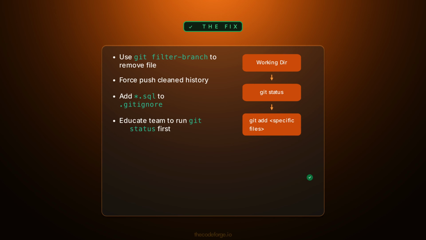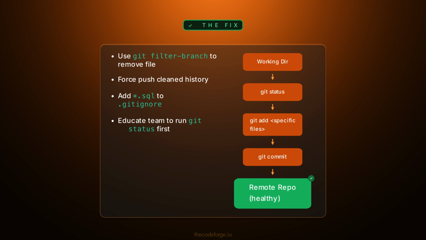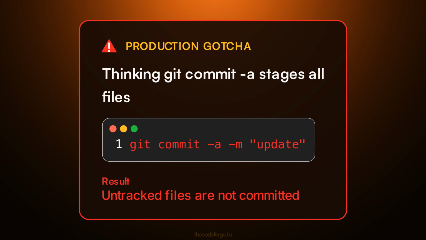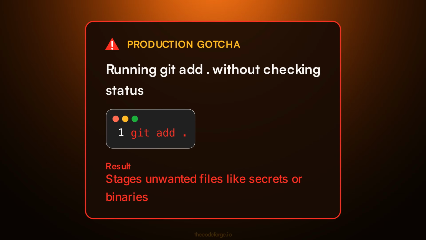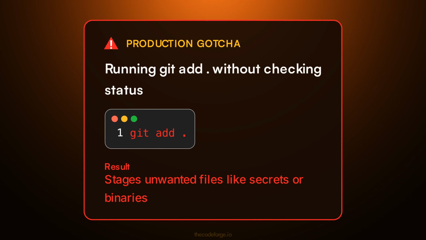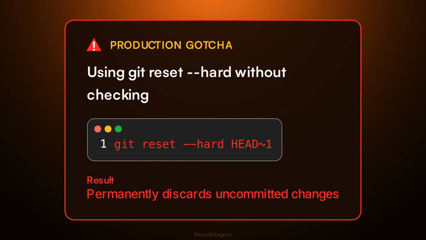The fix: use git filter-branch or BFG Repo-Cleaner to remove the file from history, then force push. Add *.sql to gitignore and always run git status before git add. Git commit -a only stages and commits changes to tracked files. Untracked files are ignored. You must explicitly git add them first. Running git add without first running git status can stage files you don't want, like env files or large binaries. Always check status first. Don't use git reset --hard unless you're absolutely sure you want to discard all uncommitted changes. There's no undo for that.